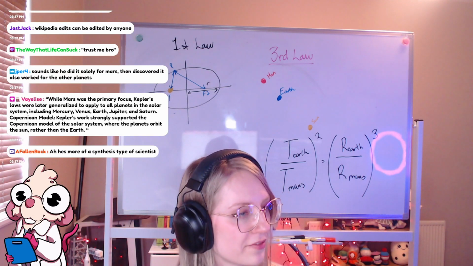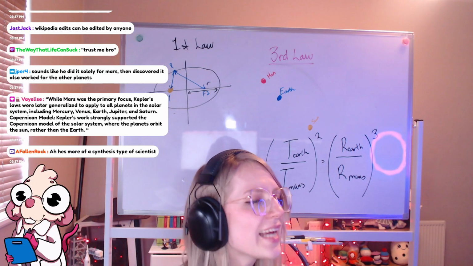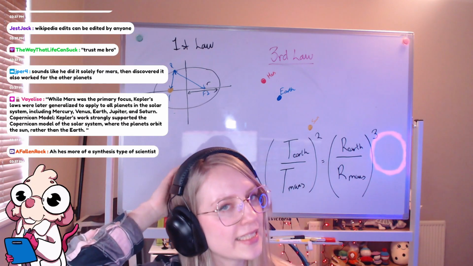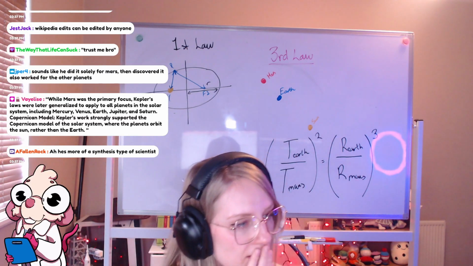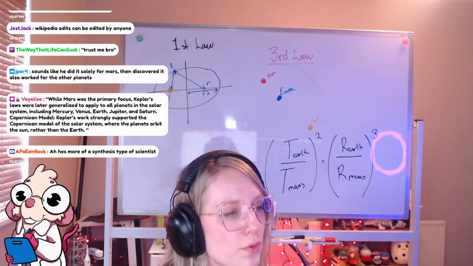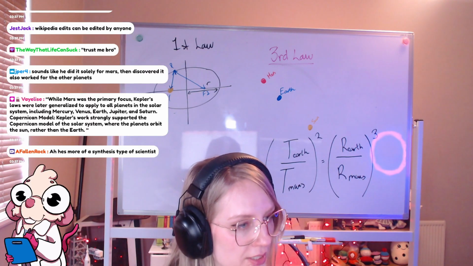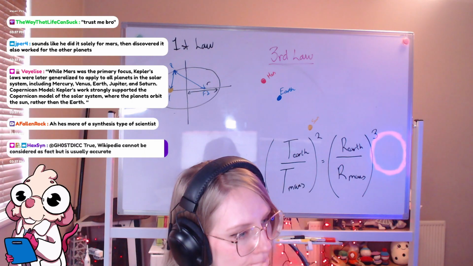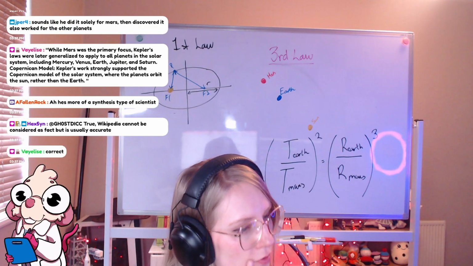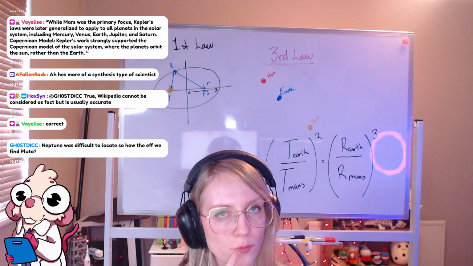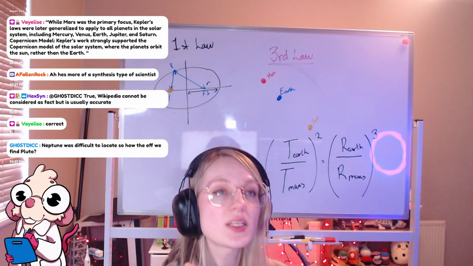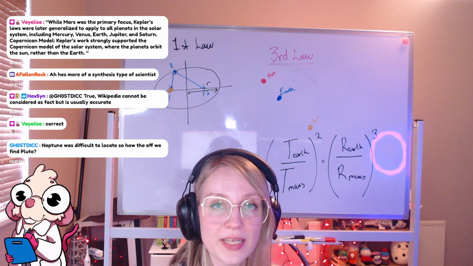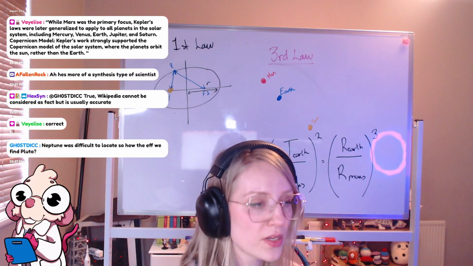While Mars was the primary focus, Kepler's laws were later generalized. Yeah, so that's different again. It's the same statement, at least I think. It's implying that he didn't do that for all of them. So Kepler's work strongly supported the Copernican model of the solar system. That's right. So it seems like he only worked with Mars and then kind of whiffed it. Maybe that's what actually happened. Kepler predicted and did everything based on Mars, and there was no way to truly prove it until it could be applied to other planets. Past his life, then they were able to apply it to other planets. So it's all after his death.